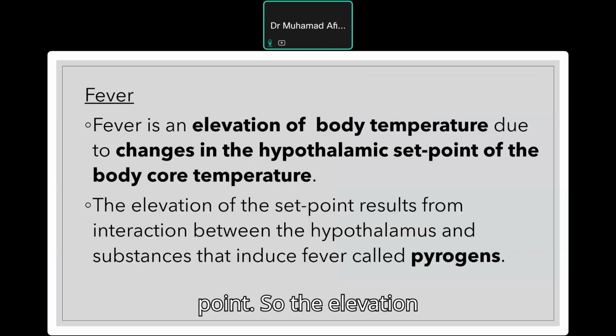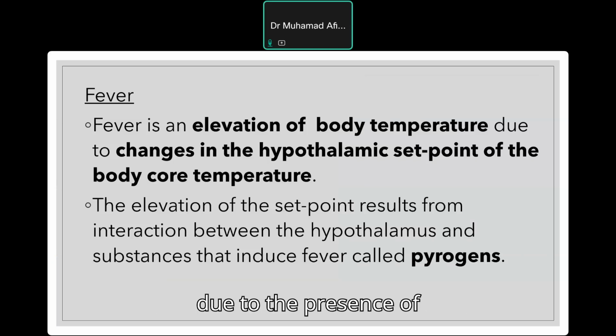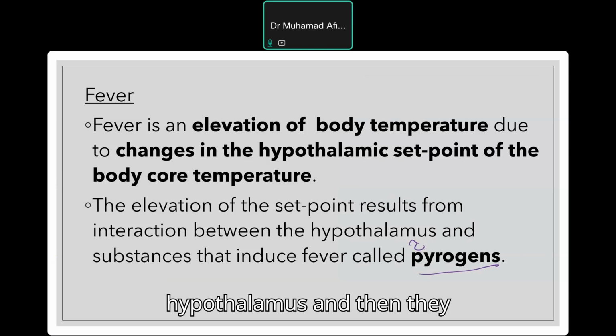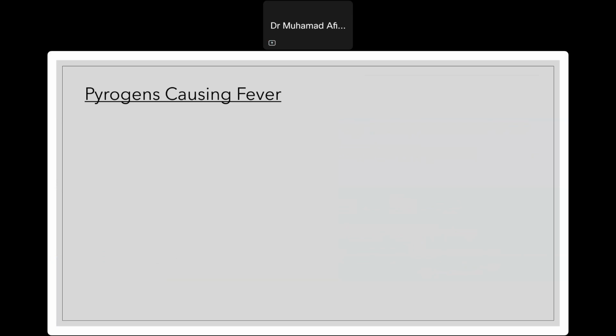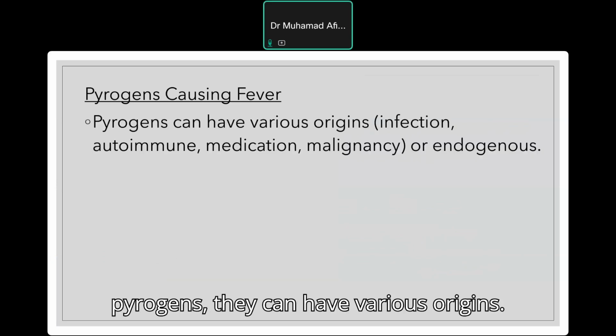point. The elevation in fever is usually due to the presence of what we call pyrogens. Pyrogens interact with the hypothalamus and then cause this elevation of the set point of temperature. So pyrogens cause fever. Pyrogens can have various origins.